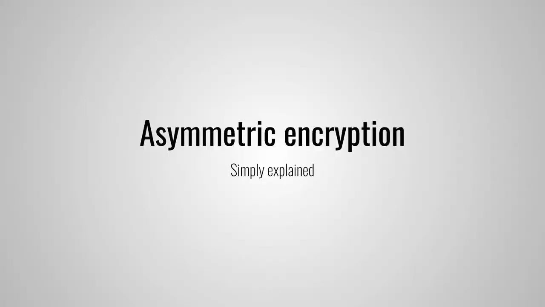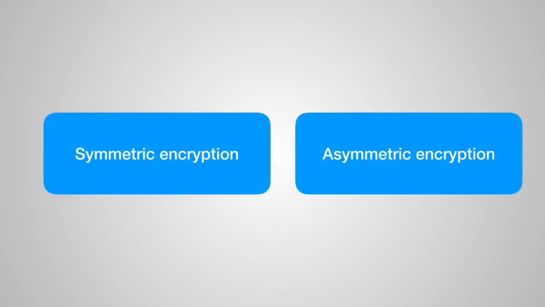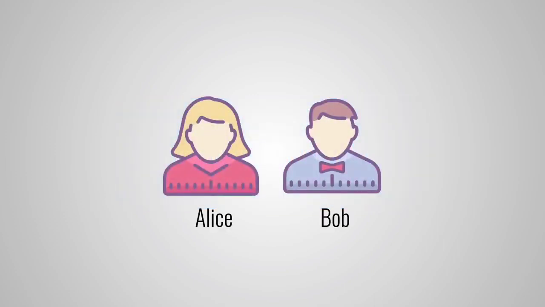Encryption is the process of taking a message and scrambling its contents so that only certain people can look at your message. There are 2 types of encryption: symmetric and asymmetric encryption. Let's first take a look at symmetric encryption to understand why asymmetric encryption was created. To do that, let me introduce you to Alice and Bob.